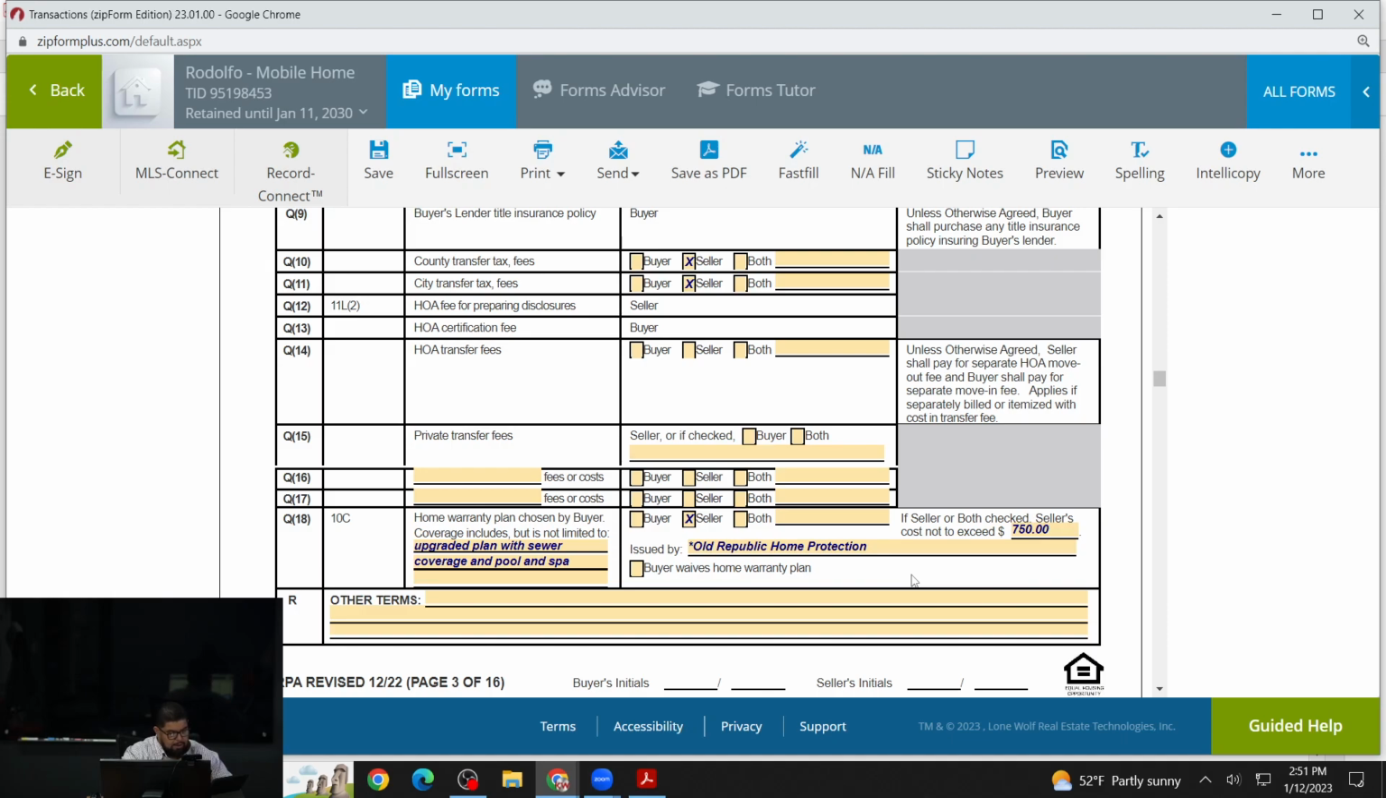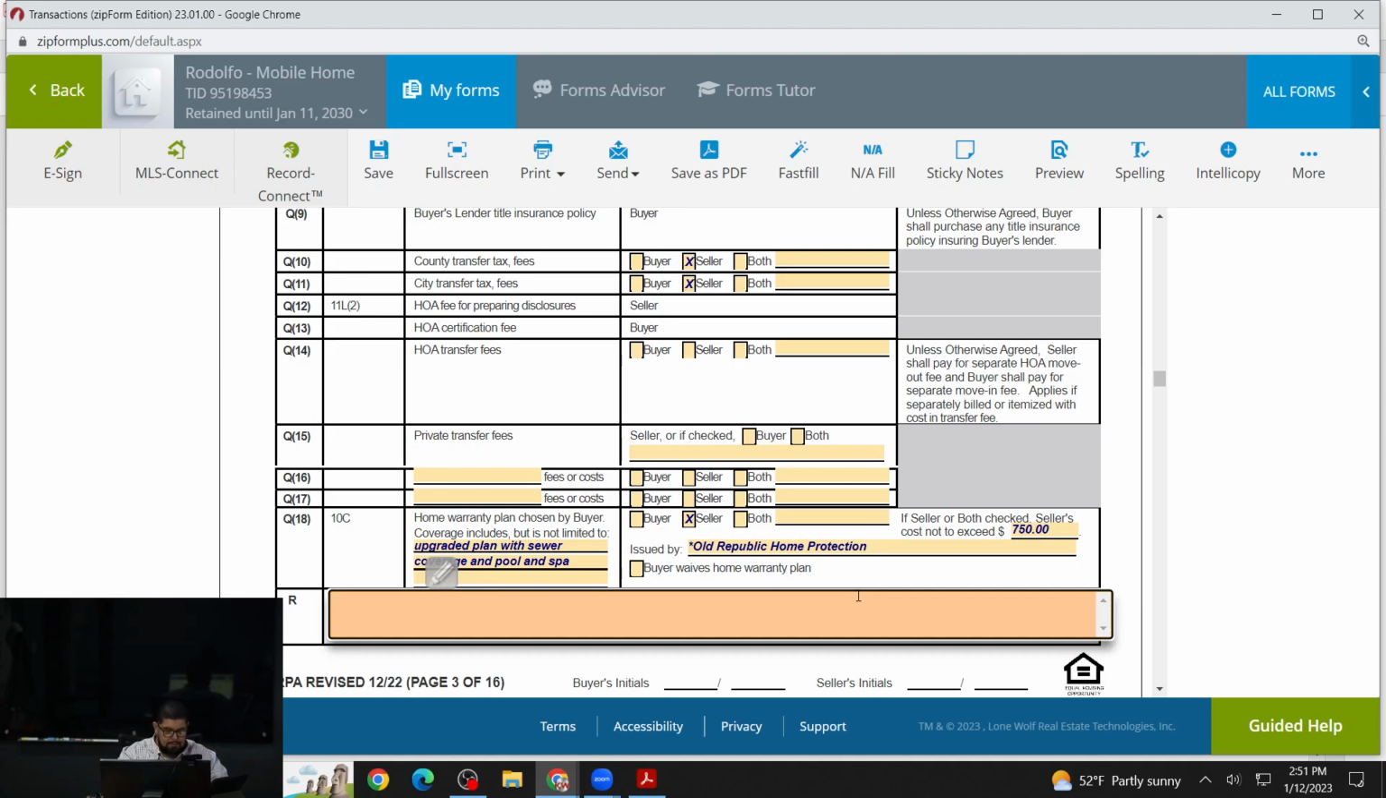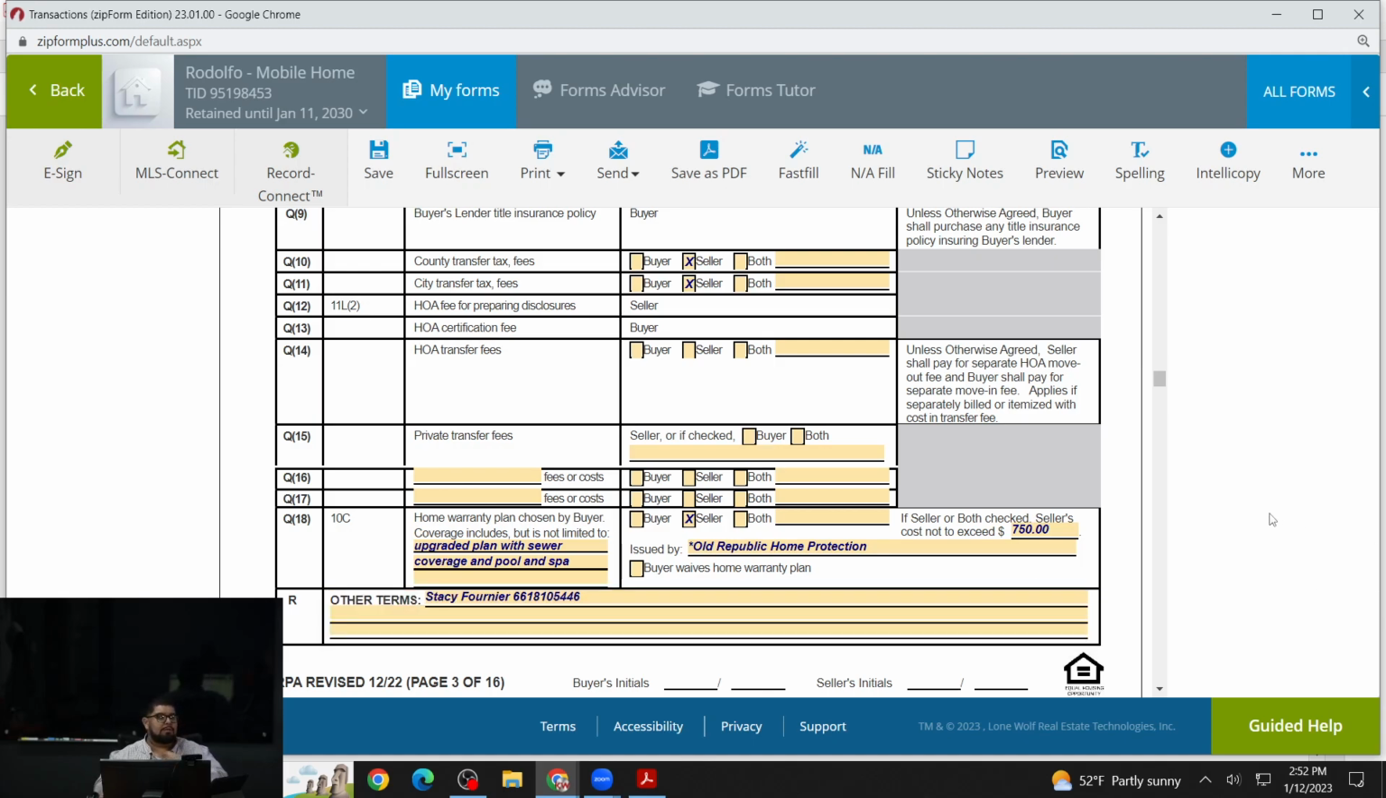Stacy Fournier, 661-810-5446. Let me put that here so you guys can see. Stacy Fournier, 661-810-5446. That's our information right there on the screen. Do they go out to Kern County also? Yep, absolutely. Did you write it down?